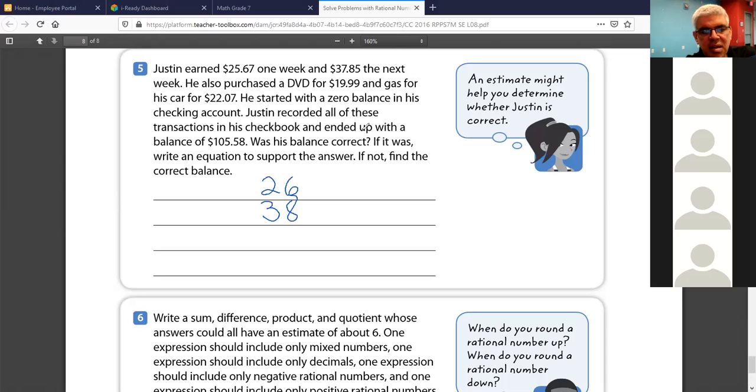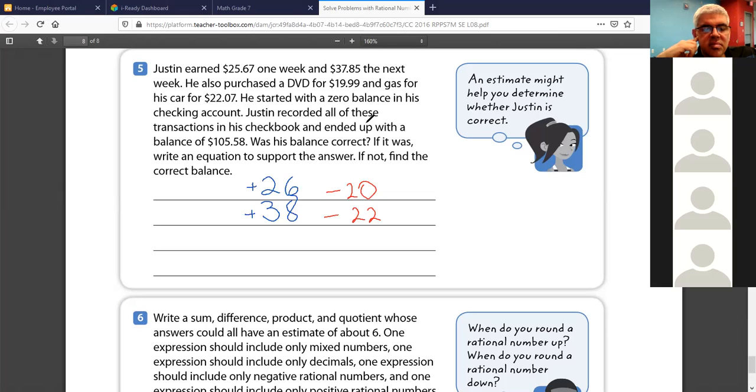On the second week, his account balance before that was 0. So we begin with 0 and then we're going to add the 26, add the 38, and then he spends on the DVD, I think it was $19.99. So let's do that as a 20. And 22.07, let's round that as a 22. Rounding up or down.